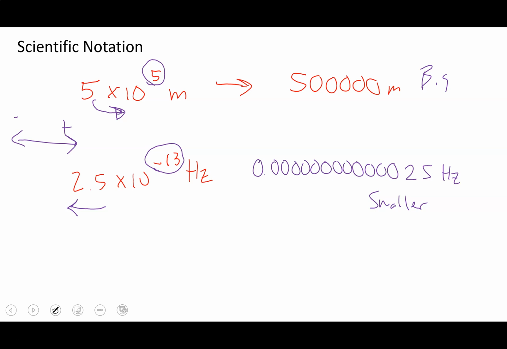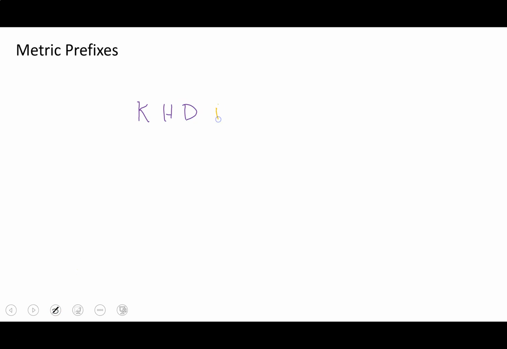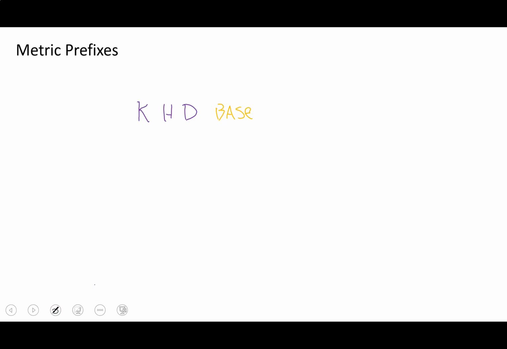When we start to apply scientific notation to something else, this is where we get into our metric prefixes. Sometimes you'll see these numbers and instead of writing in scientific notation, they use a prefix. Traditionally, we've always seen these as prefixes: the kilo, the hecto, the deca, and then we get into our base unit. And then we end up with our smaller ones, which would be our deci, our centi, and our milli.